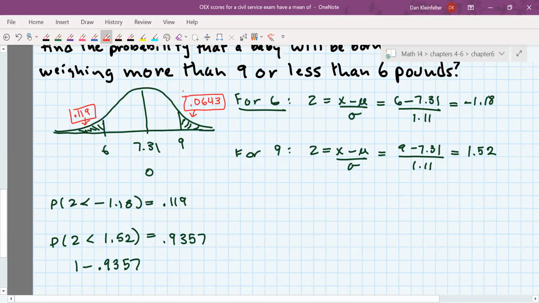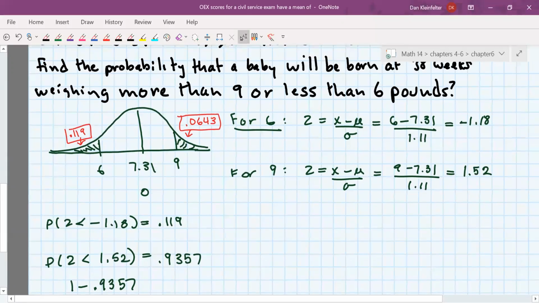There's about almost a 6.5% chance of being more than 9 pounds and almost a 12% chance of being less than 6 pounds. We wanted to know the probability of one or the other. Since it's an or problem, we're going to be adding together those two probabilities. And so that's about 0.1833.